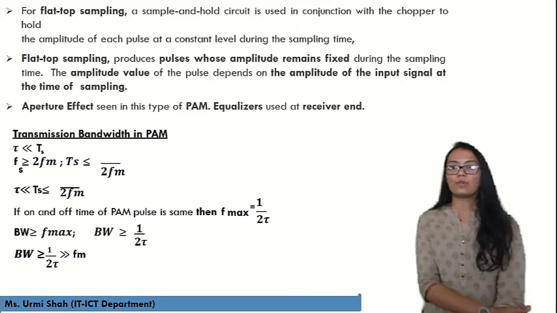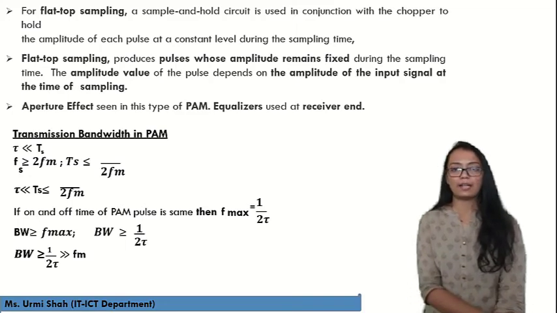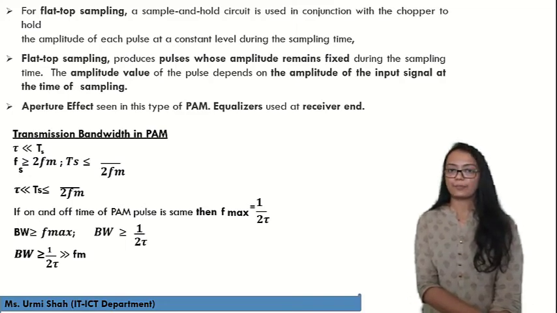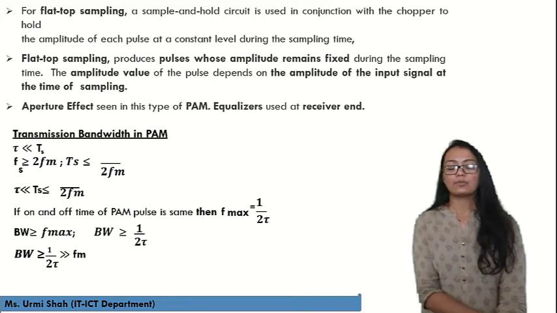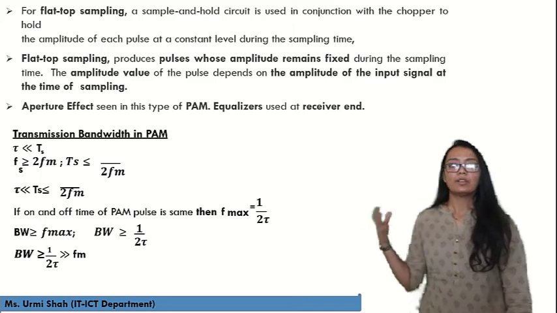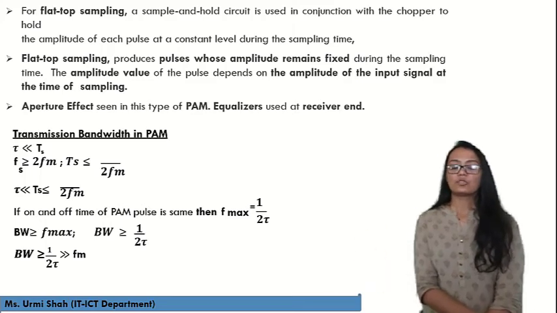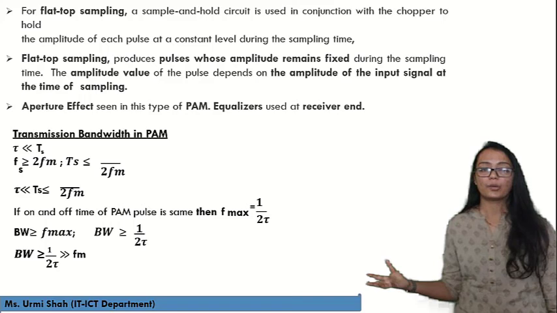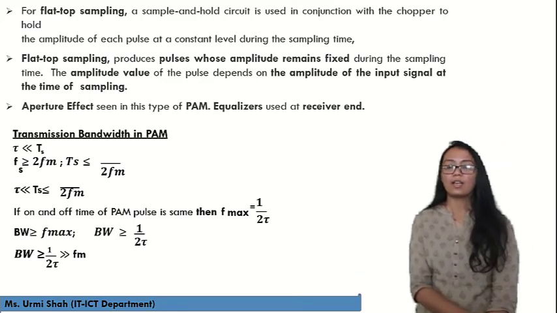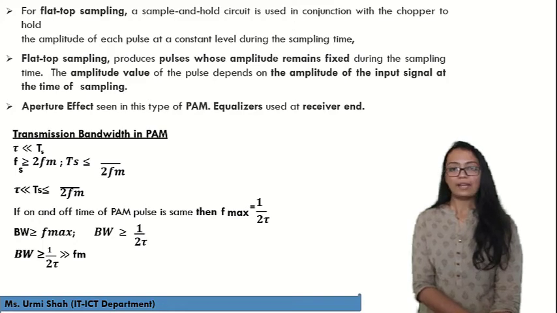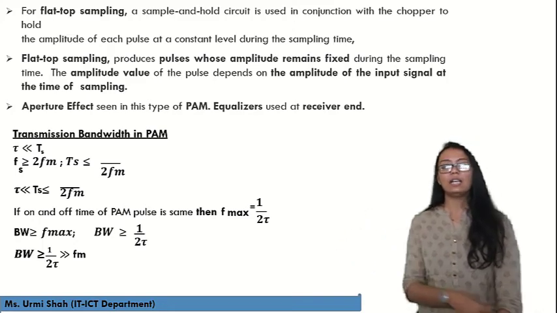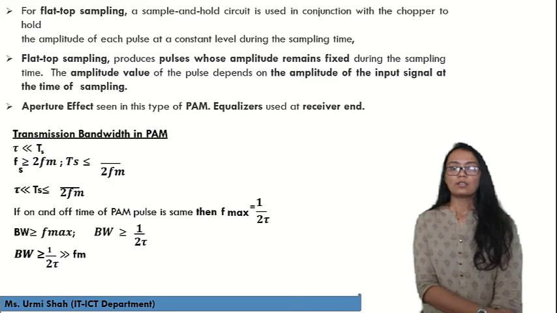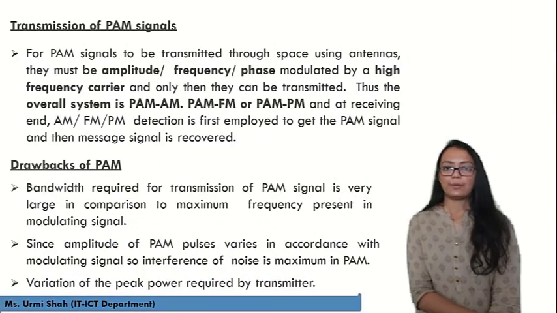So basically we require a minimum transmission bandwidth of 2 fm, that is Fs is greater than or equal to 2 fm. Further, the bandwidth used for pulse amplitude modulation will range from 1 by 2 tau to fm. Tau is basically our sampling time. So this way the sampling process occurs in PAM.